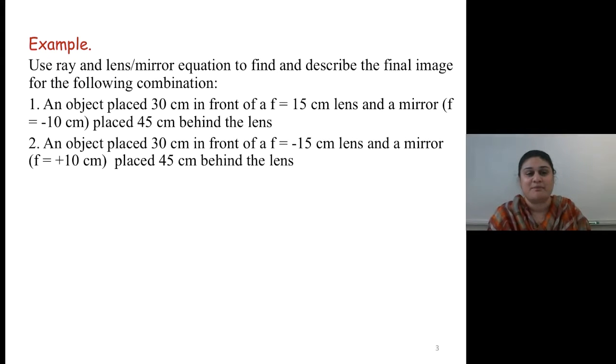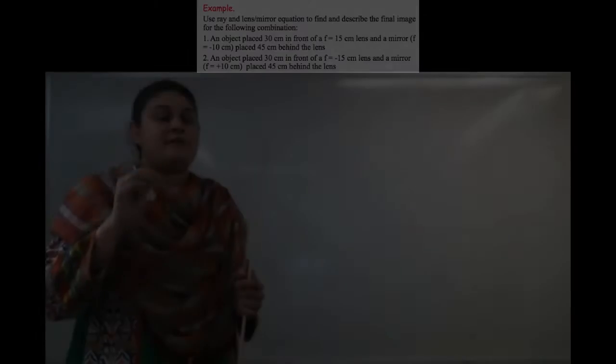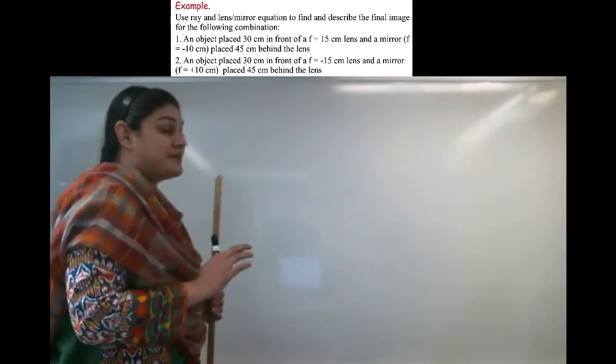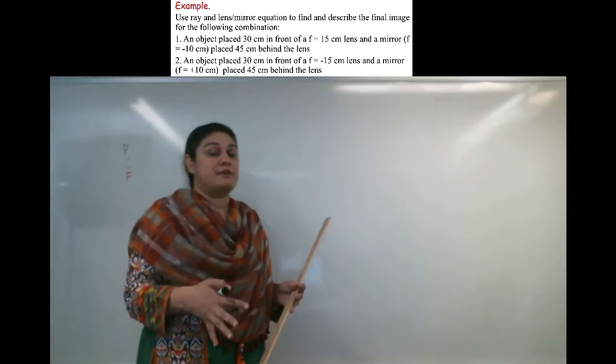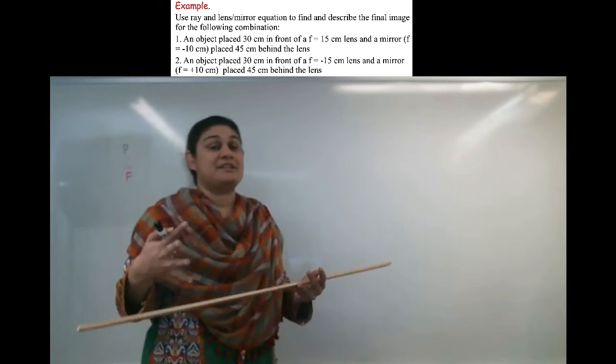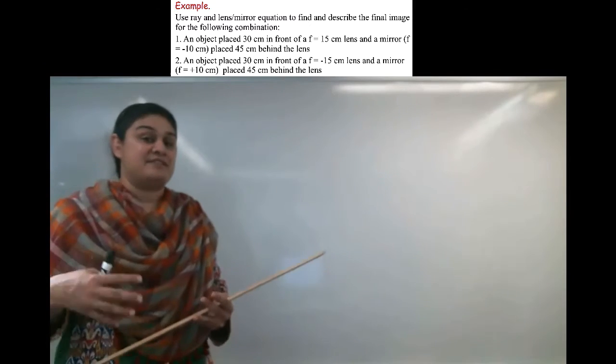So let's try some combinations. Use a ray and lens mirror equation to find and describe the final image for the following combination. Number one, an object placed 30 centimeters in front of a positive lens, and a negative mirror placed 45 centimeters behind the lens. And number two, the object placed 30 centimeters in front of a negative lens, and a positive mirror placed 45 centimeters behind the lens. Okay, so let's do this. The first example: the object is placed 30 centimeters in front of a lens with a focal length of 15 centimeters, and a mirror is placed 45 centimeters behind the lens.